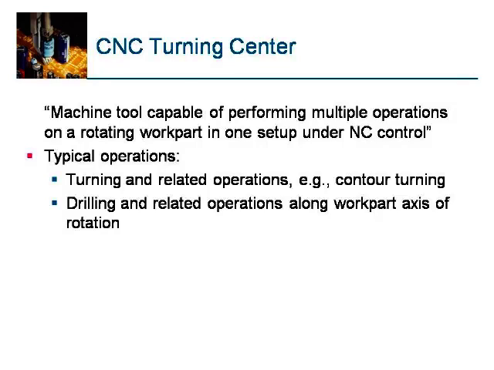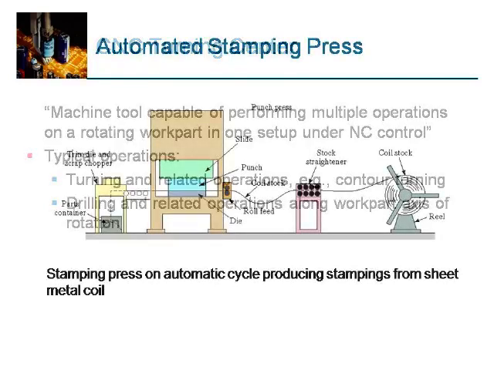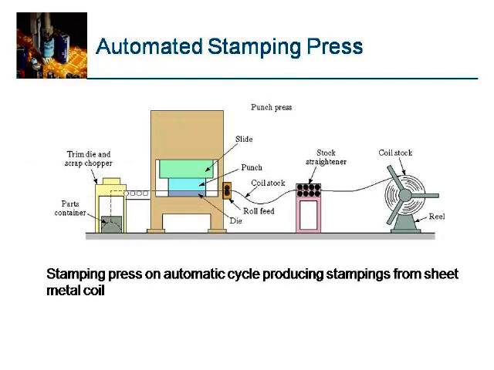This is an ATC facility, automatic tool changer facility, and this is an automatic pallet changer facility. Turning center. You can see this is the turning center. Turret of tools are held on this turret head, and you can view this through this window. Automated stamping press. This is an automated stamping press. The required stamp press on automatic cycle producing stamping from sheet metal coil, like the coining machine and other things.